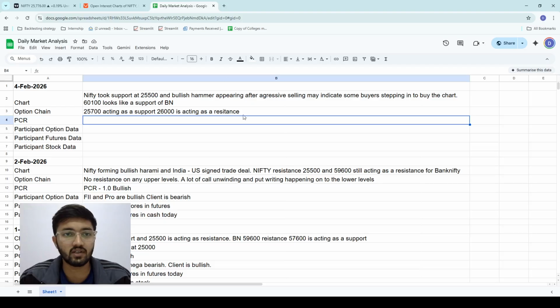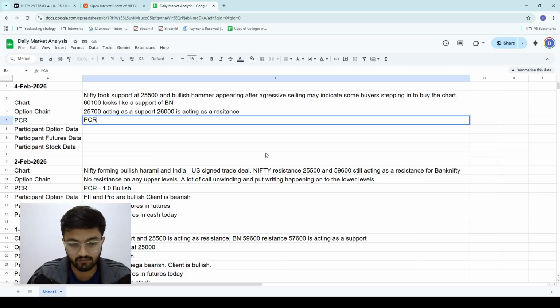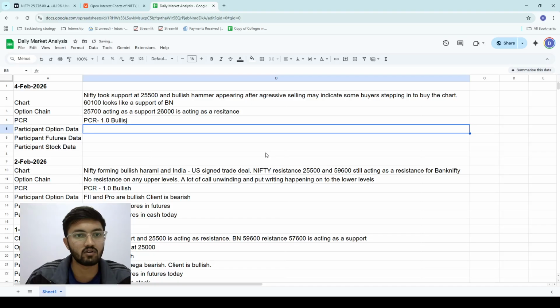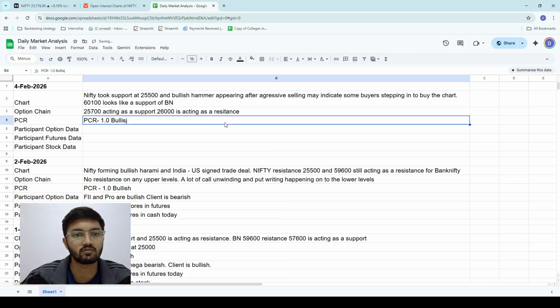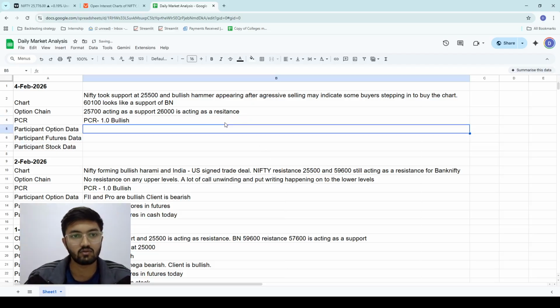Let's try to look at PCR. PCR is at 1, which is bullish. That's bullish for the market. Participant options data.